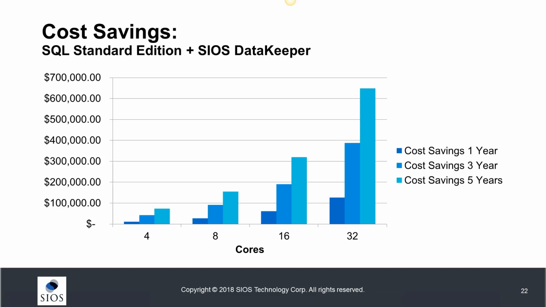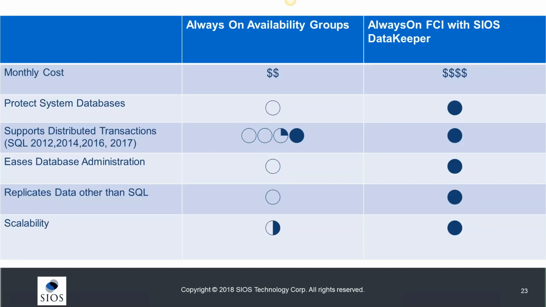So once you start doing the math, and assuming the only reason that you're looking at Enterprise Edition is for the always-on availability groups, if you're fine with 24 cores or less, then it becomes a very cost-friendly solution for you to consider. But as we mentioned, it's not all about the cost. And there are other reasons why people are looking at alternatives to always-on availability groups.